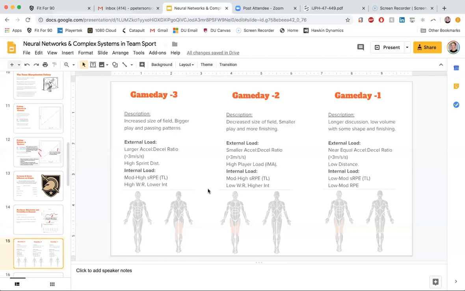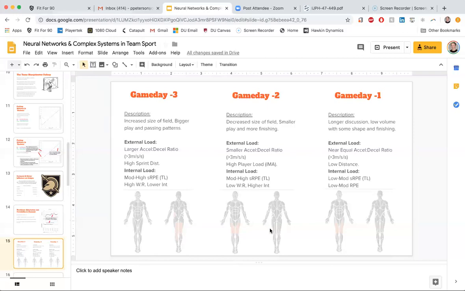External load wise, it's a smaller acceleration and deceleration ratio. Just because it's a smaller ratio doesn't mean it's smaller volume, right? That just means we're on the deceleration side of things. That means it's a lot of change of direction, a lot of short area quickness, things of that nature. Our high player load comes from that change of direction and that short area stuff.